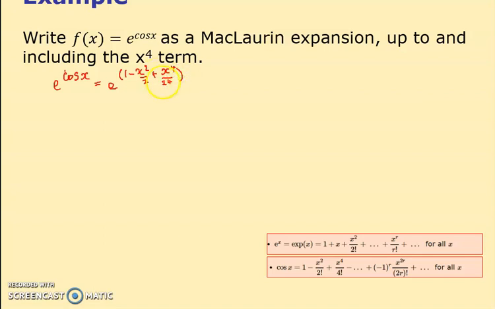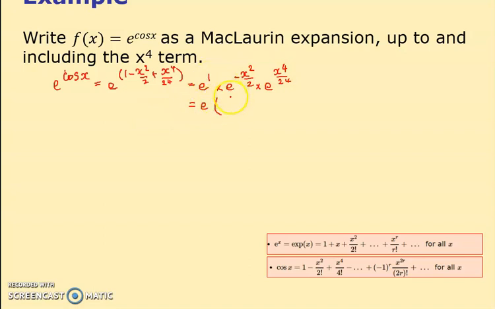And of course, it's not very nice, but the nice thing is I can split this into e to the 1 times e to the minus x squared over 2. You could try to do it all in one go, I suspect, because it doesn't say it has anything special in the x, but I think it'd be easier to do it like this. And when I do it like this, e to the 1 is just e.